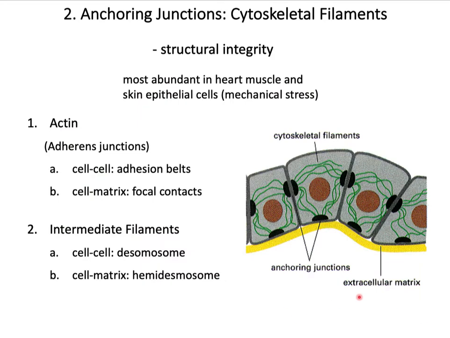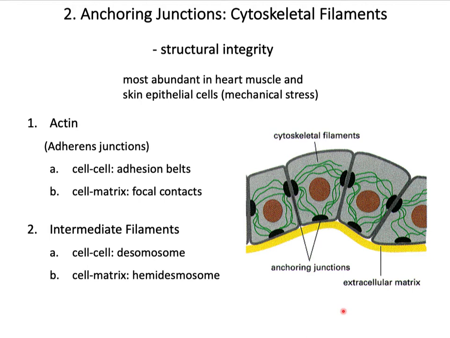So let's move on now to the second type of junction, known as anchoring junctions. As their name suggests, anchoring junctions confer structural integrity to tissues. It is not surprising that you see a high abundance of anchoring junctions in heart muscle cells and in skin epithelial cells, because these types of tissues are under significant mechanical stress. Anchoring junctions will utilize one of two cytoskeletal filaments, either actin or intermediate filaments.